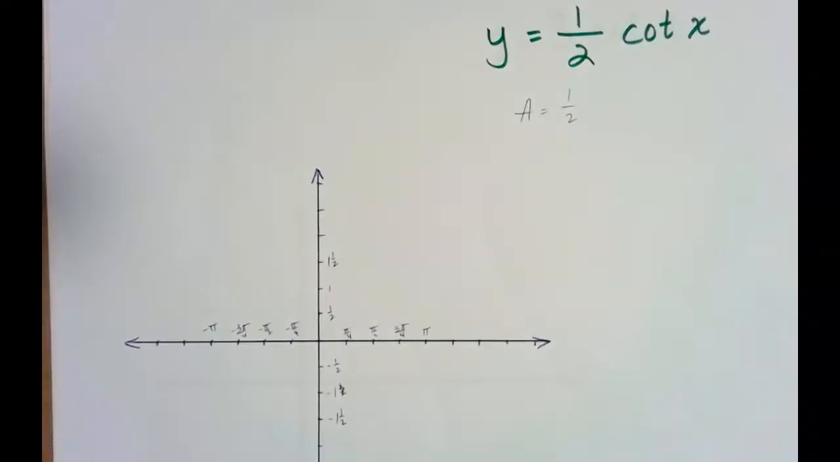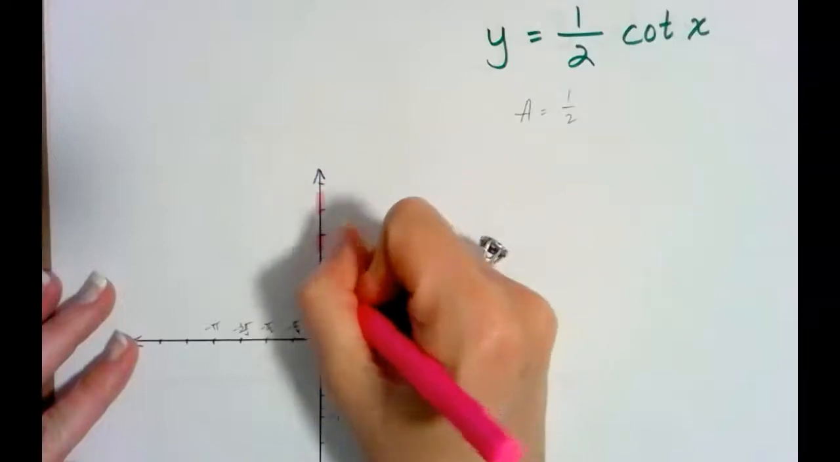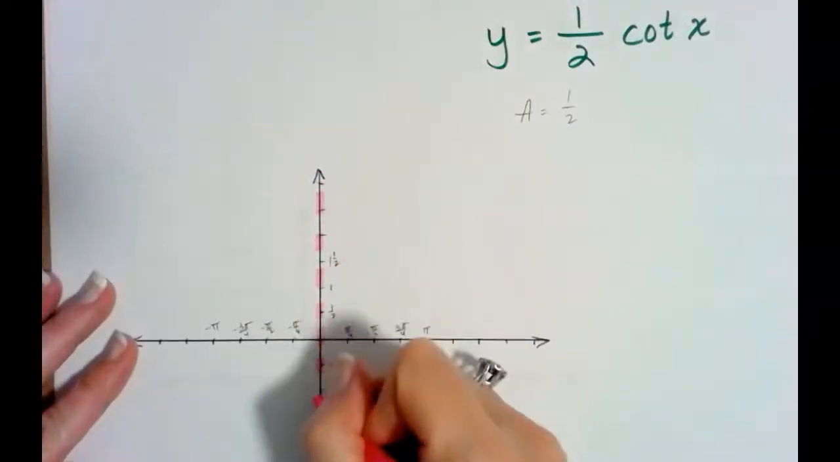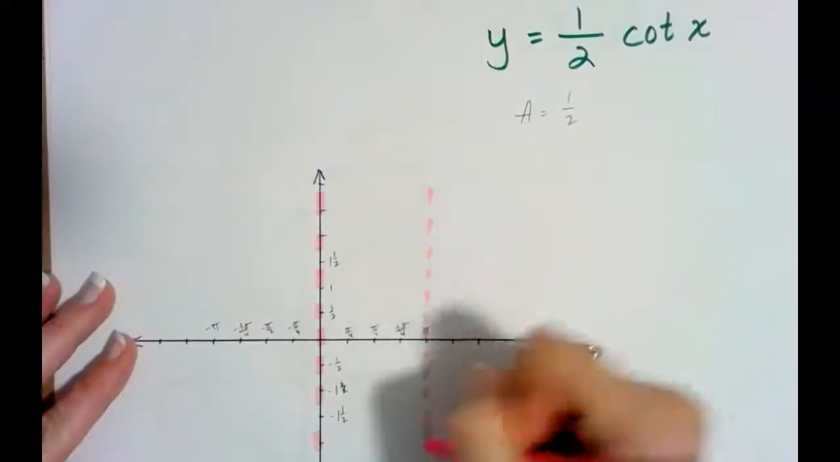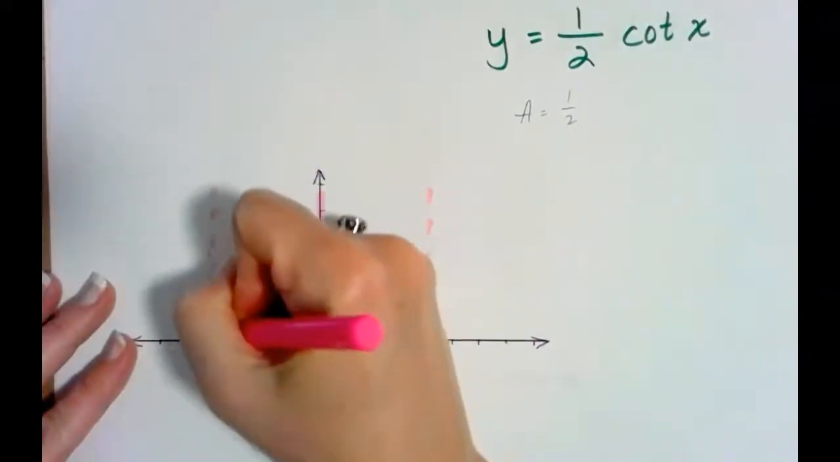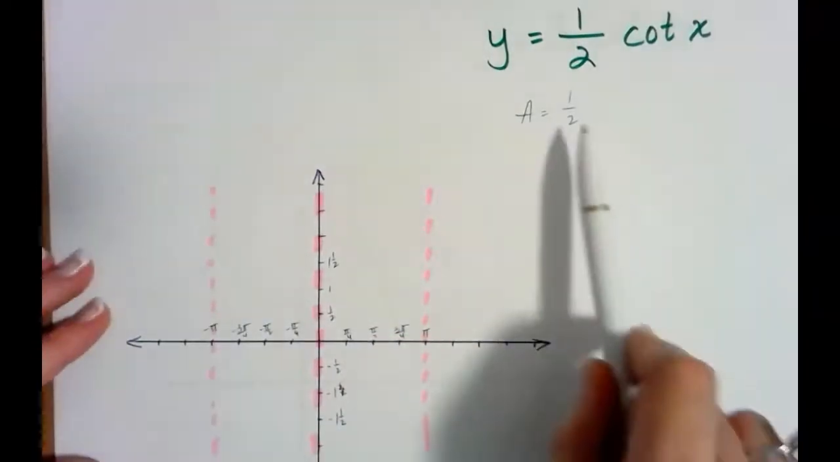So this is the cotangent. We know that we have no phase shift. We have no period change. So that means there's still going to be an asymptote at 0. And there's still going to be an asymptote at pi. Still going to be one at negative pi. But the only change here is that A is 1/2.